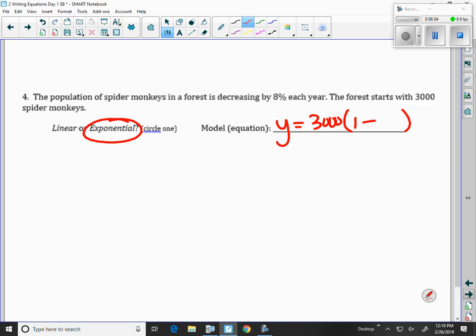Okay. Remember when we did decrease with a percentage or increase, it was 1 plus or 1 minus. Do you remember that? So it would be 1 minus 0.08 because we have to make 8% into a decimal. It's been a while since we talked about it. Yeah, it was the dream house. Yep, when you did your dream house.